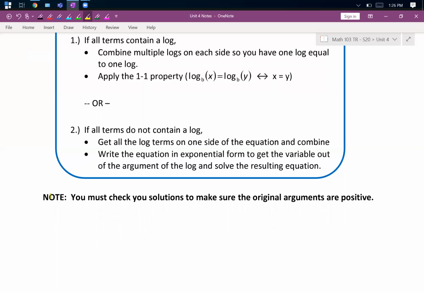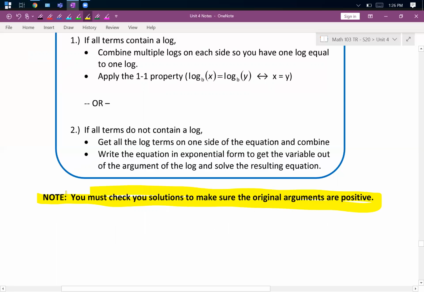A very important thing is, since we know that the domain of logarithmic functions is restricted to 0 to infinity, we know that the argument of a log has to be positive. You're going to have to quick check your solutions in the original equation and just make sure that when you plug it into the original arguments, you always get a positive number. If you don't, you're going to have to throw it out.